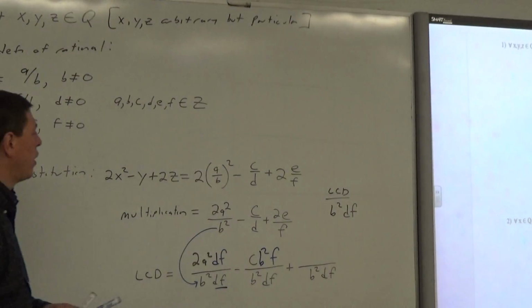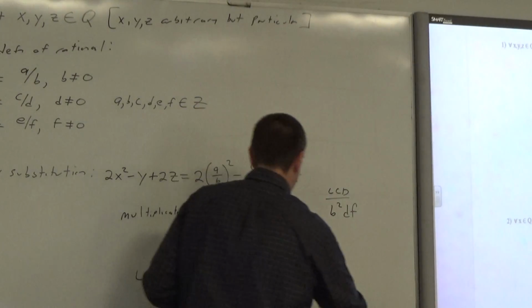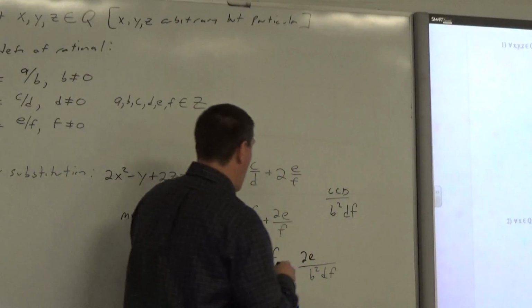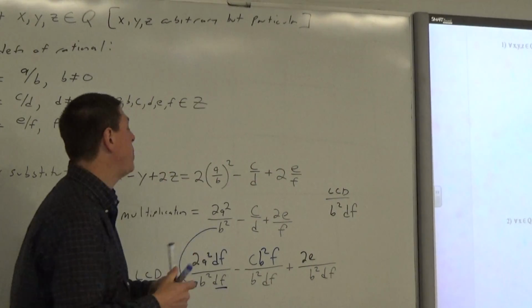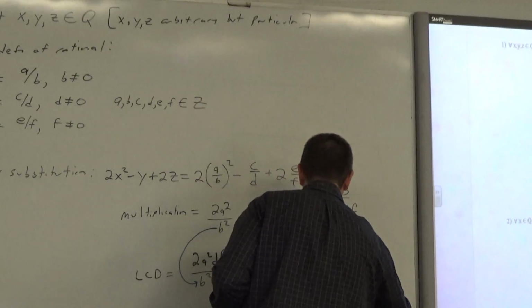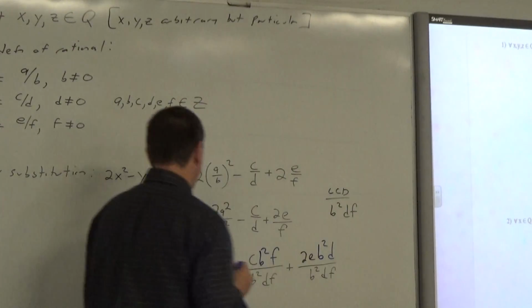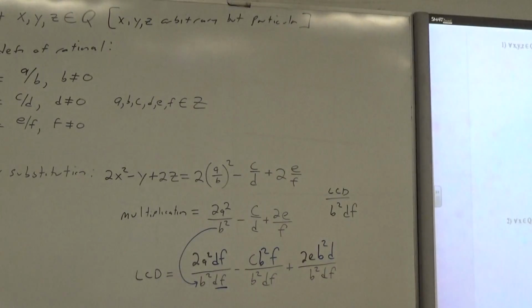Okay. And then finally, guys, for the last one, since we have the f, we copy down our 2e. And what two factors are going to get multiplied in the numerator this time? b squared d. B squared d. Nice. Okay. Is that good with everybody, guys? Any questions about that? Okay.